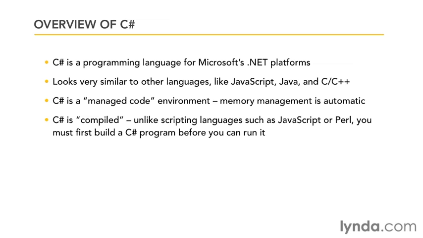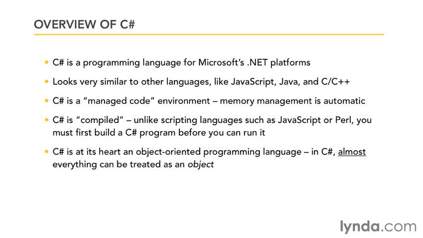JavaScript and Perl are interpreted languages. In other words, the execution engine, in the case of JavaScript, for example, that would be the browser, actually interprets the language line by line as it goes through the program and runs it as it discovers new statements and other things in the language. C Sharp isn't like that. In C Sharp, you write your code, then you have to go through the compilation step, and then you can run the application.